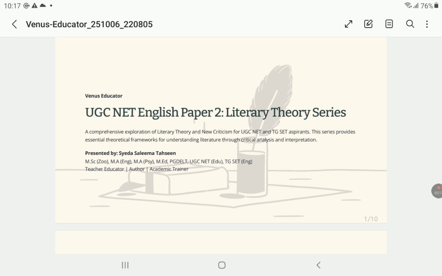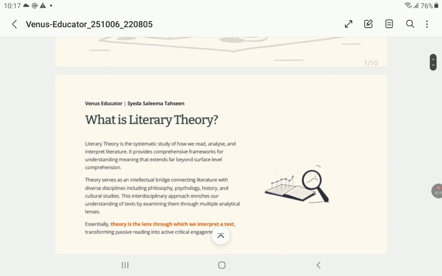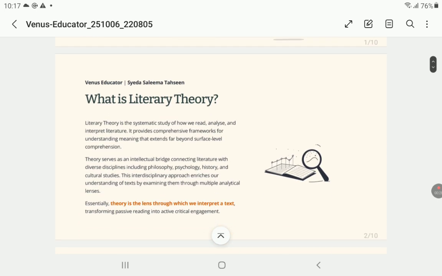Today we are going to look at a very important and high weightage topic from UGC NET English Paper 2. So without further delay, we are going to look at what literary theory is. It is very important to understand what literary theory is. Literary theory is a systematic study of how we read, analyze, and interpret literature.